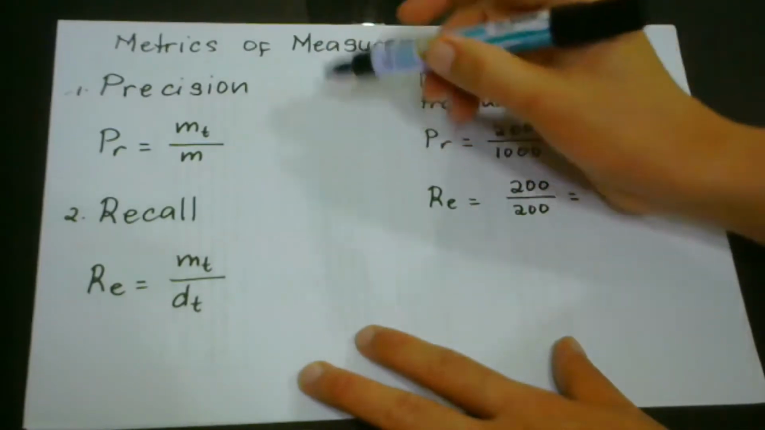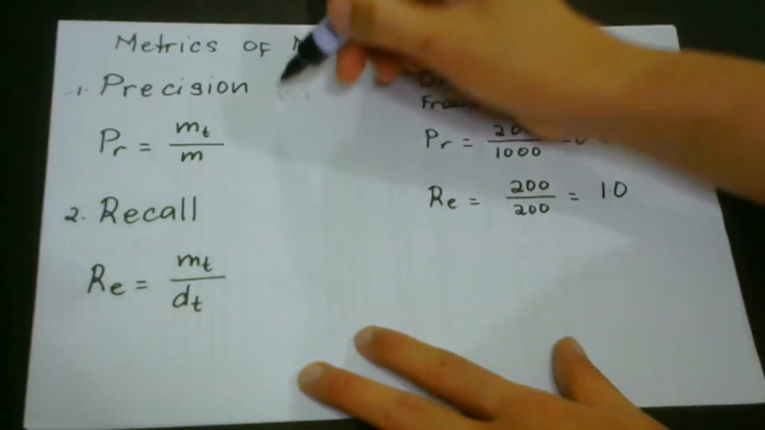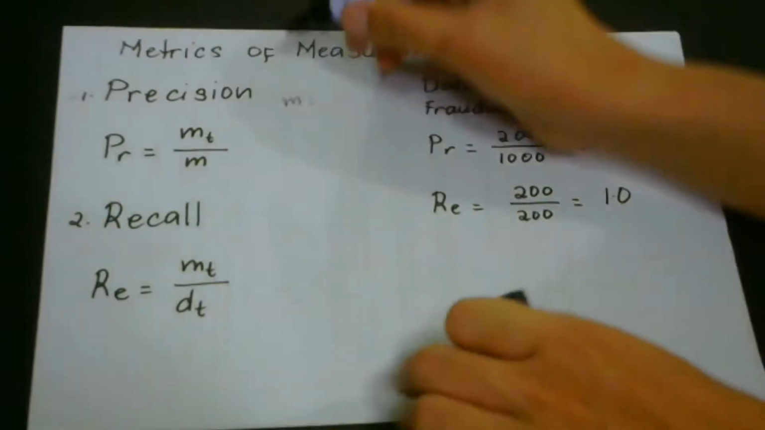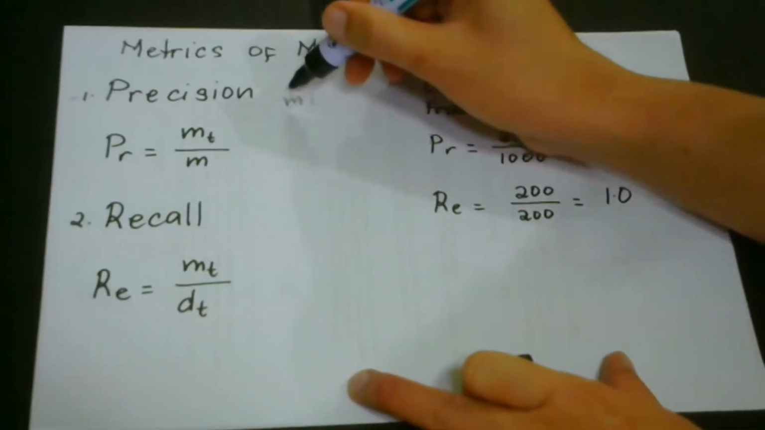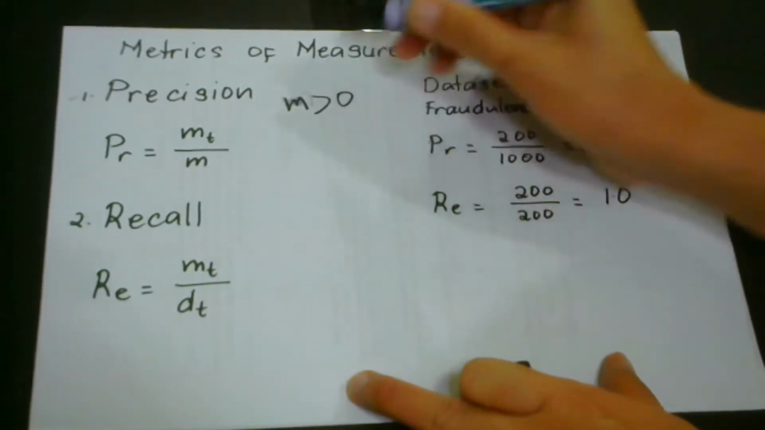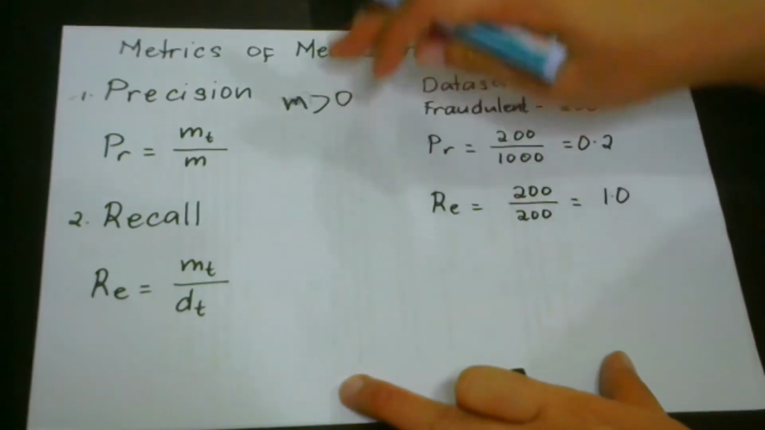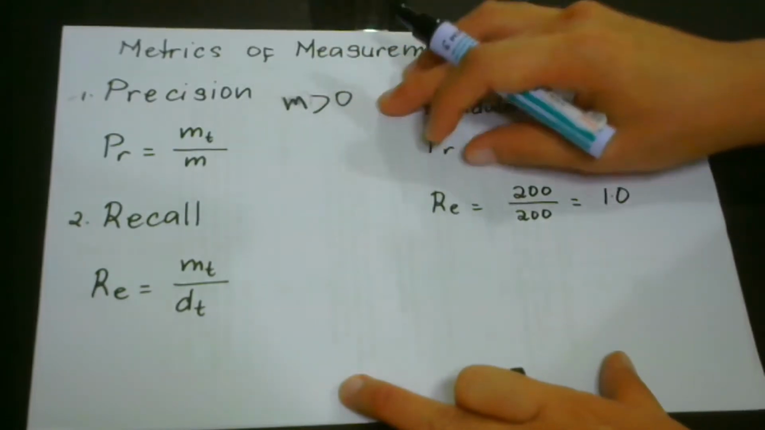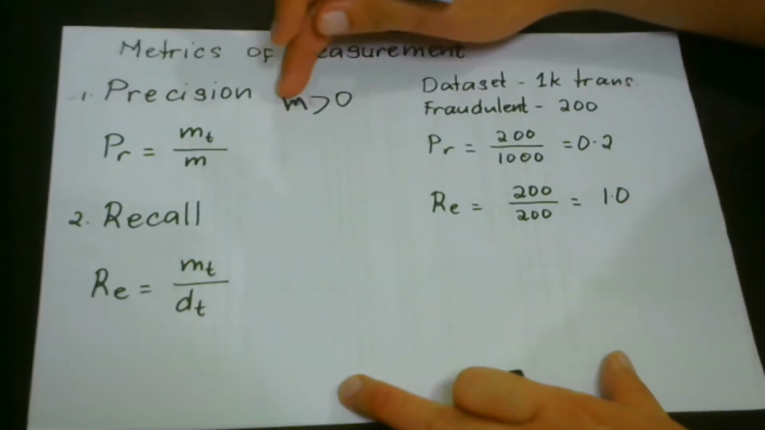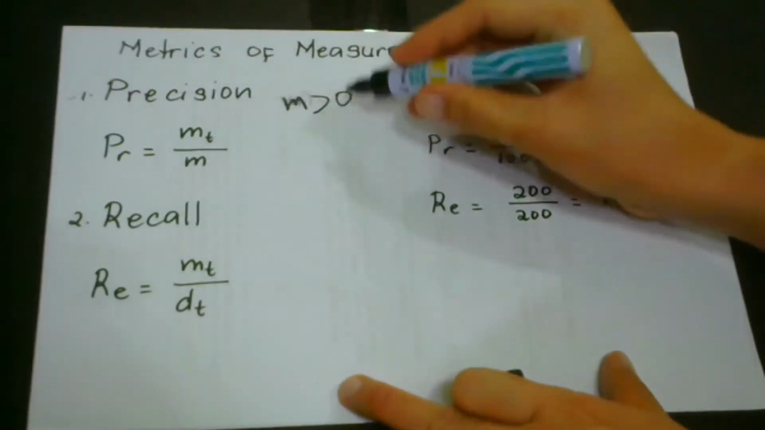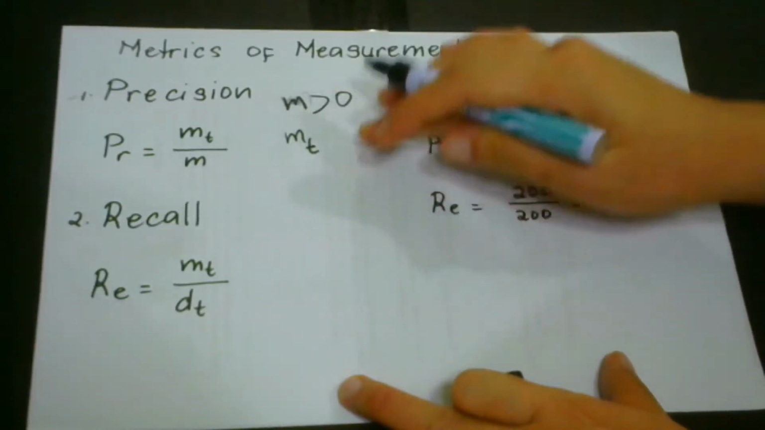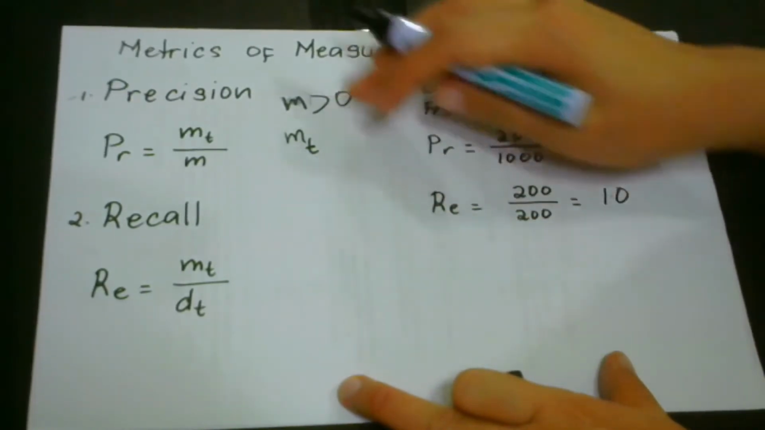We can say, for example, that M is greater than 0, and this one represents all data points predicted to be anomalous. Or in other words, these are the potential anomalous points. Out of these anomalous points, how many are correctly identified to be anomalous by our algorithm?